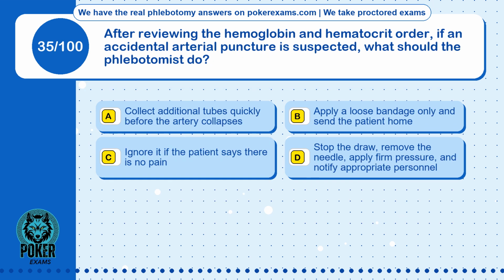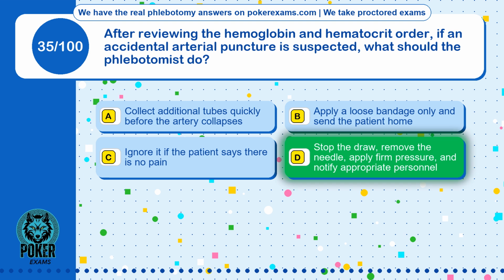Question 35. After reviewing the hemoglobin and hematocrit order, if an accidental arterial puncture is suspected, what should the phlebotomist do? Option A. Collect additional tubes quickly before the artery collapses. Option B. Apply a loose bandage only and send the patient home. Option C. Ignore it if the patient says there is no pain. Option D. Stop the draw, remove the needle, apply firm pressure, and notify appropriate personnel. The correct answer is option D.